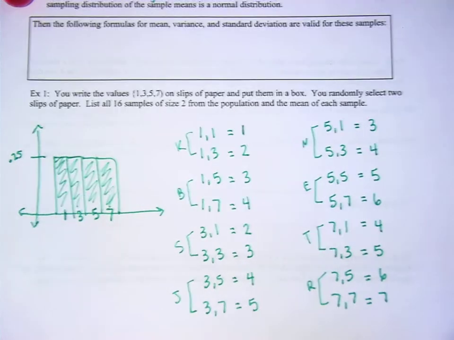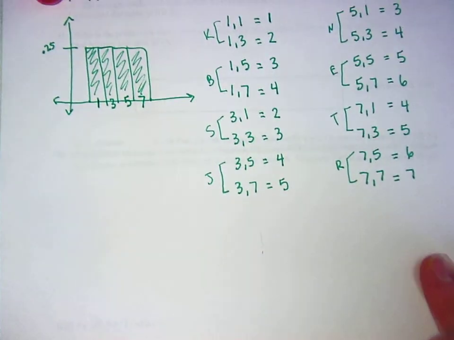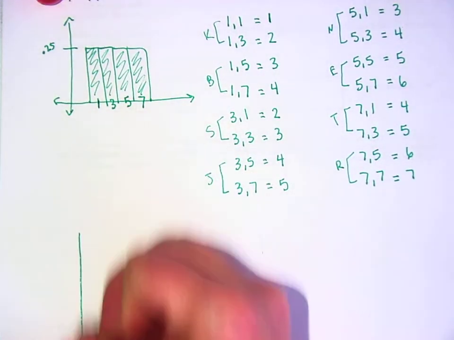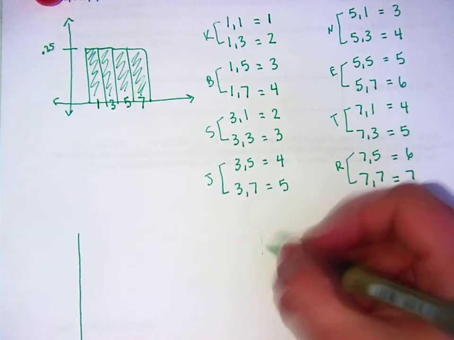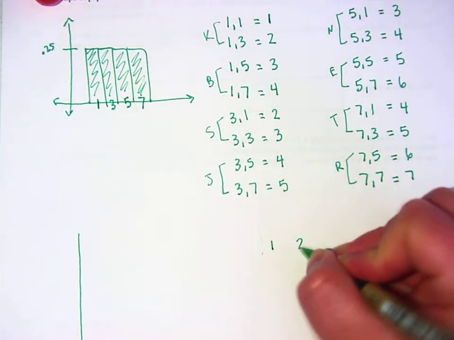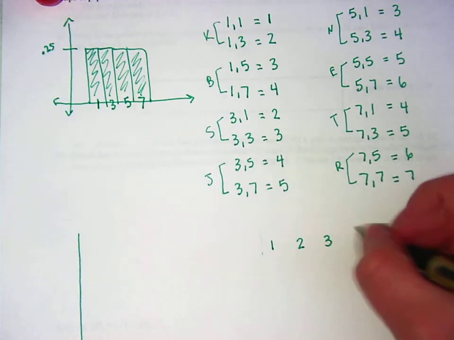And so now instead we're going to make a new graph. We're going to make a graph of all the different possibilities here. So we're going to have to count them up. That's 16 choices, right?